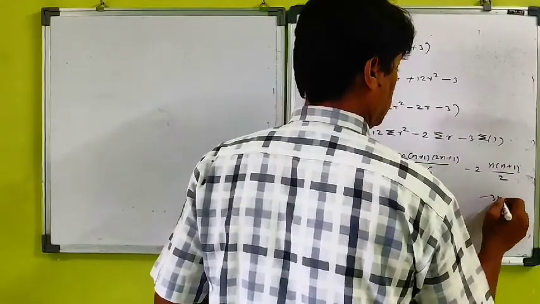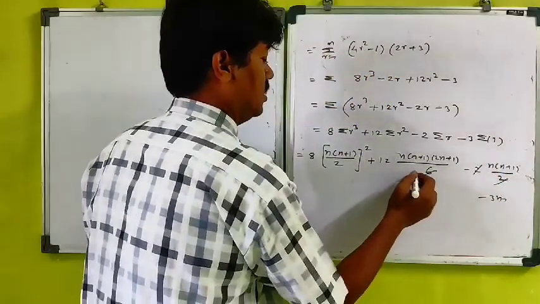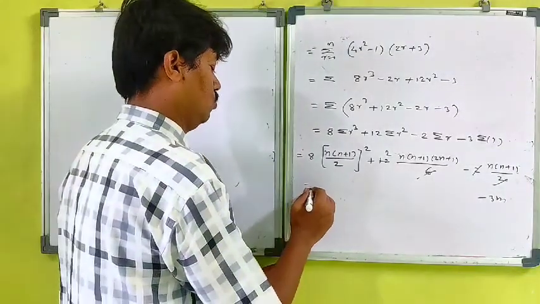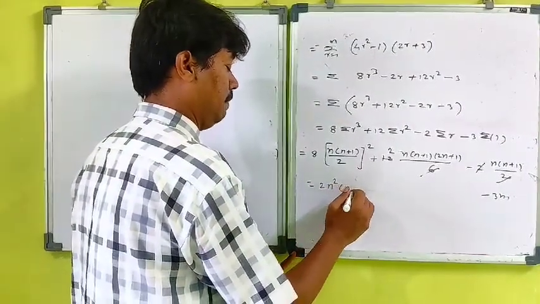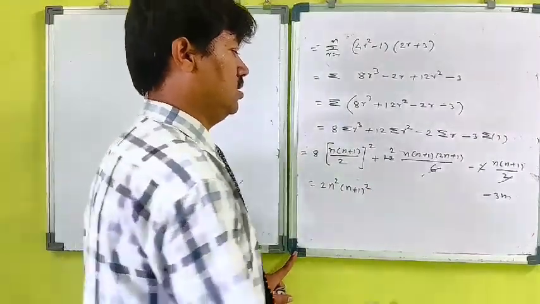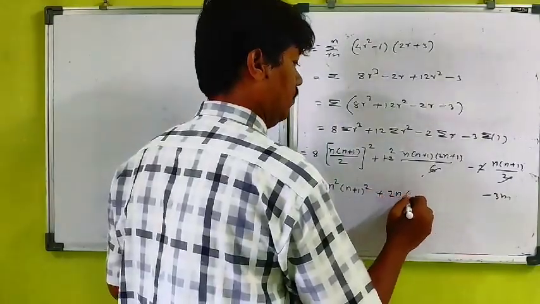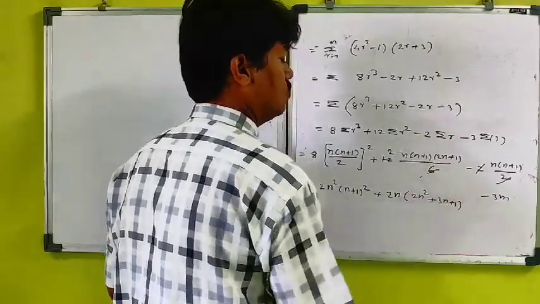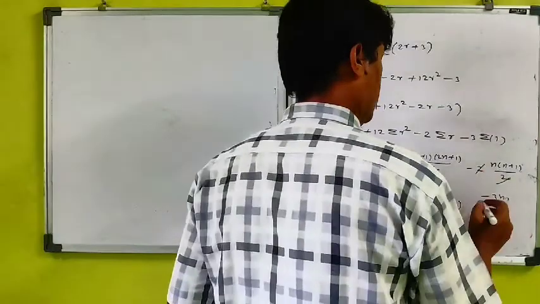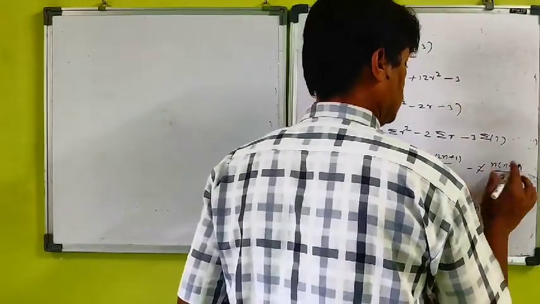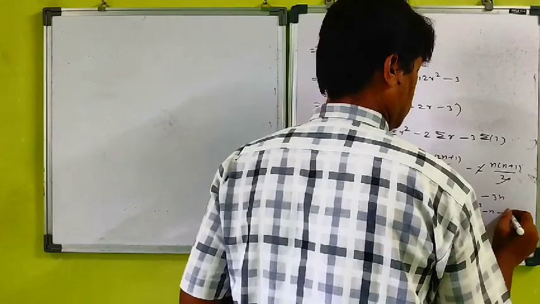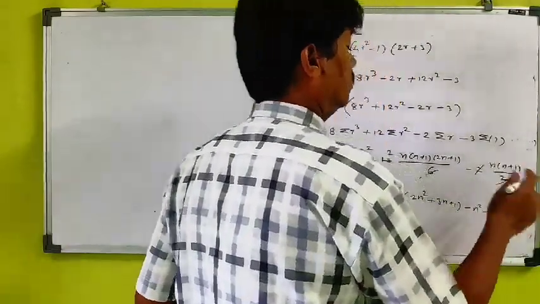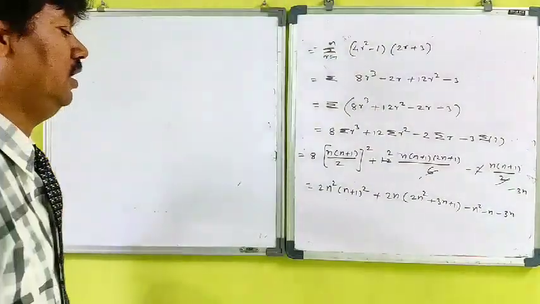The sigma 1 is n. This 2 cancels, 6 cancels with 2. This is 4, so it cancels to 2. So it is 2 into n square, n plus 1 the whole square. This is 2n square plus 3n plus 1. Here it is cancelled, so minus n square minus n, and this is minus 3n. Minus n square minus n minus 3n. So it is 2n.